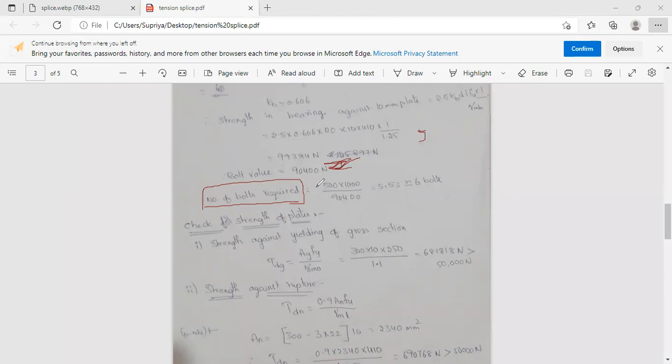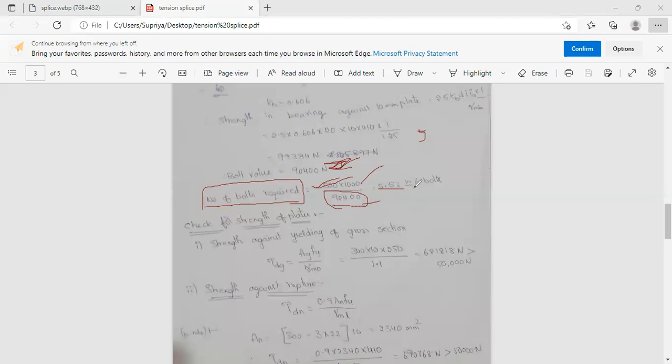So this is the total load coming onto the connection, and this is the strength of 1 bolt. 1 bolt can bear 90.4 kilonewtons. So to bear a load of 500 kilonewtons, what is the number of bolts we have to provide? If we divide this, we can get 5.53.